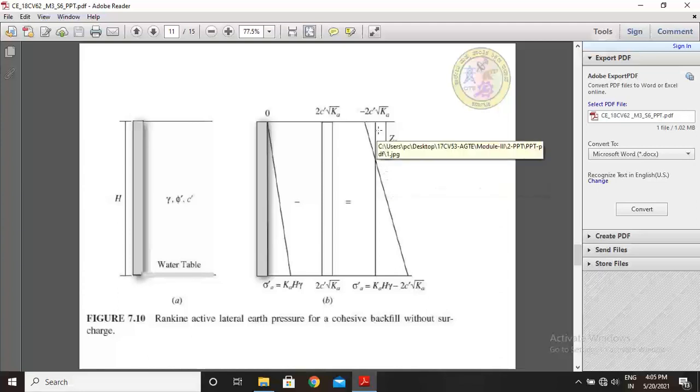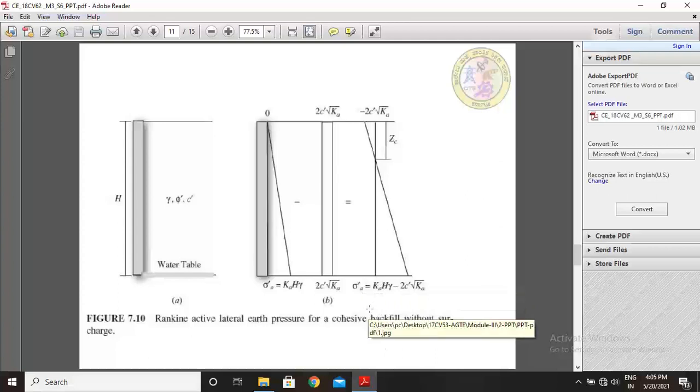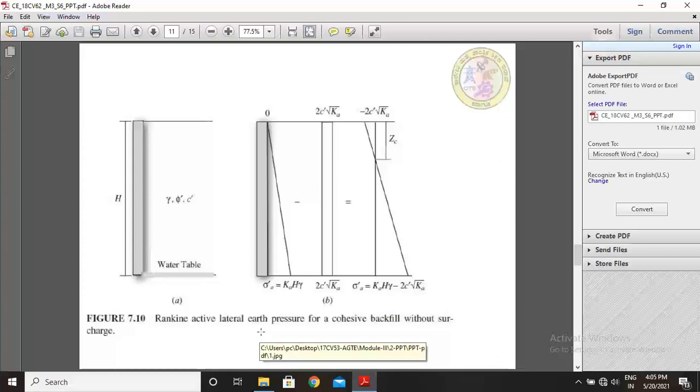This critical depth we locate on the pressure distribution diagram, with 2 times c dash root Ka. So finally we get the base pressure, sigma dash a equals Ka H gamma minus 2c dash root Ka. This is Rankine's active lateral earth pressure for a cohesive backfill without surcharge.